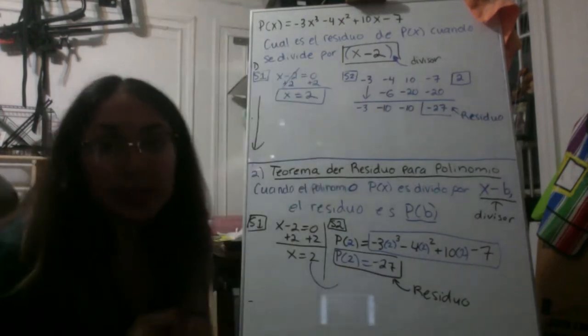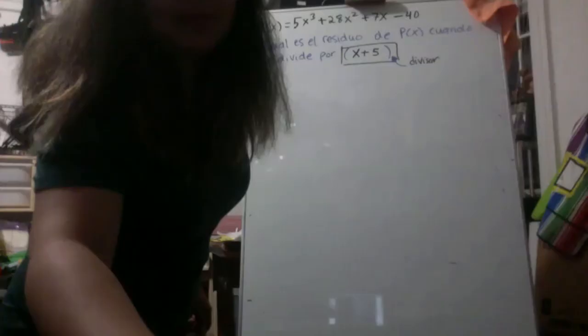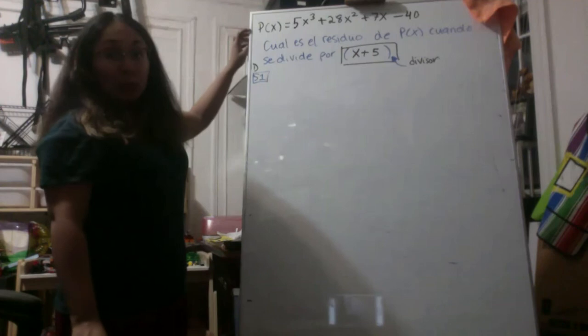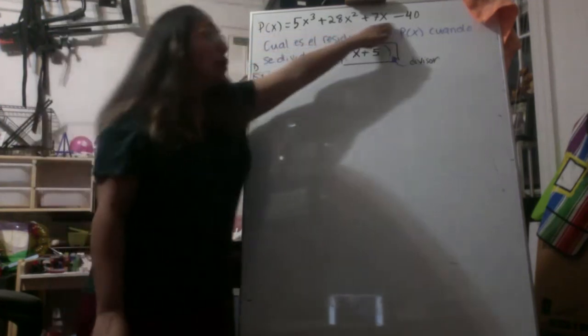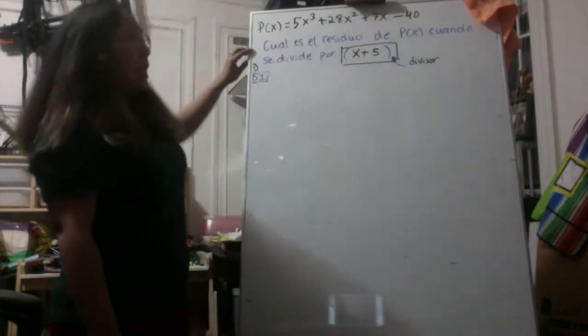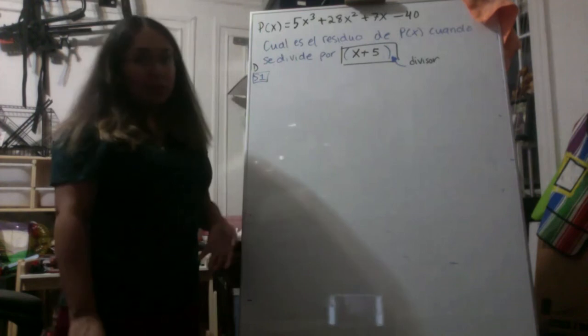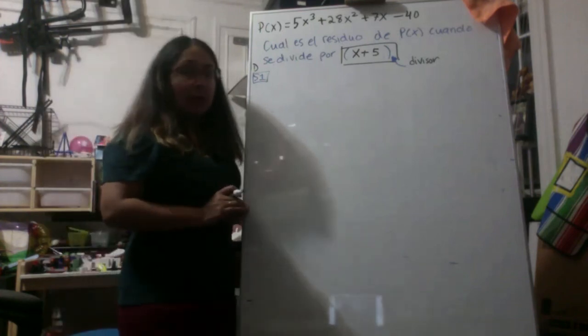Vamos a hacer otro ejemplo, ¿ok? Este segundo problema, tenemos p de x es igual a esta expresión, este polinomio, y queremos encontrar el residuo de p de x cuando se divide por x más 5. Entonces vamos a usar el teorema del residuo.